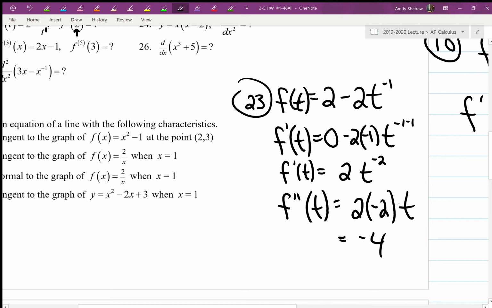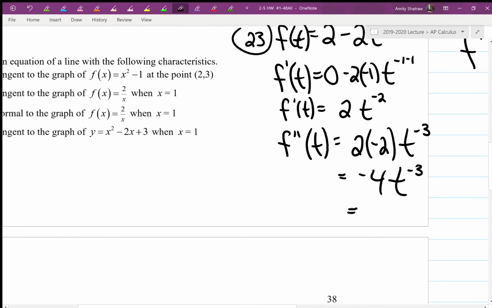And then t is going to be reduced by yet another power. I'm starting to feel that pattern. I hope you guys are too. And then I have t to the negative 3rd power. So when I'm all done, this is the time for me to go ahead and put it into that new format where the negative exponent is gone.